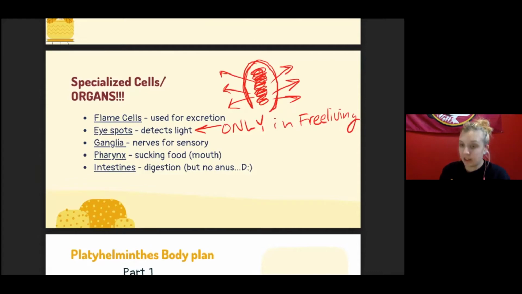The pharynx is like a sucking straw that's used to get food, so it's its mouth, but it's also the anus. So yay for that. Still only one opening, no anus yet. It does have digestion through its intestines, but still no anus, so waste goes out through the same hole it came in.